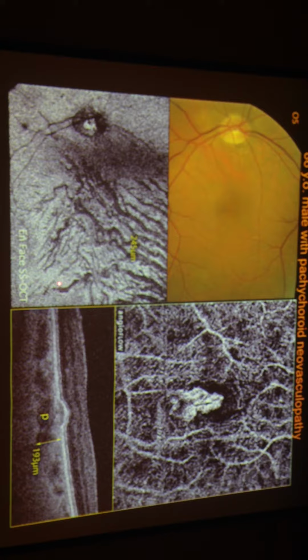on the en face OCT. And in this case, you can see again a sort of network of the neovascularization, but it's more compact and placoid in this case.